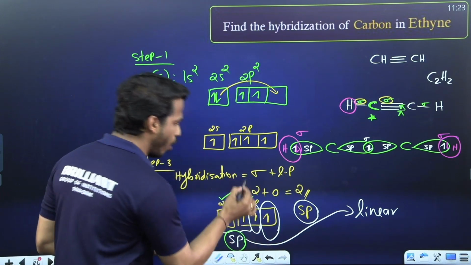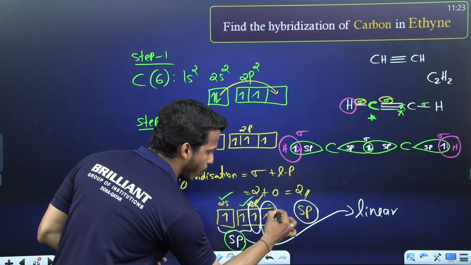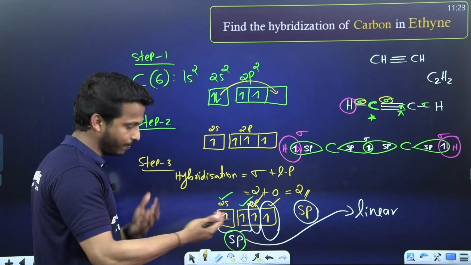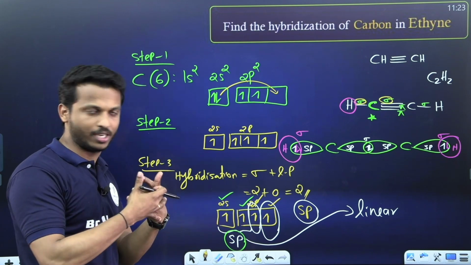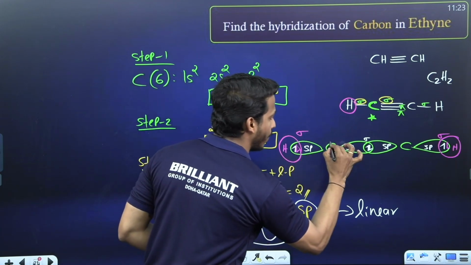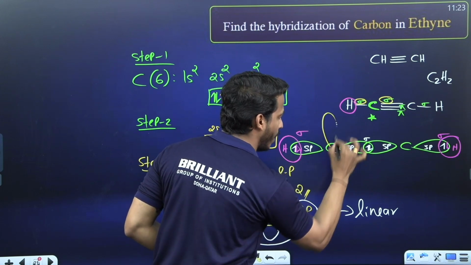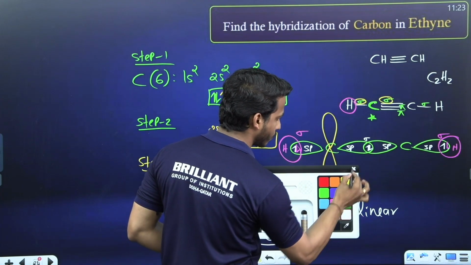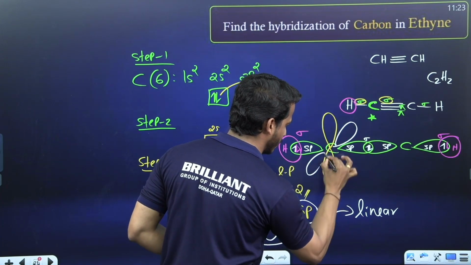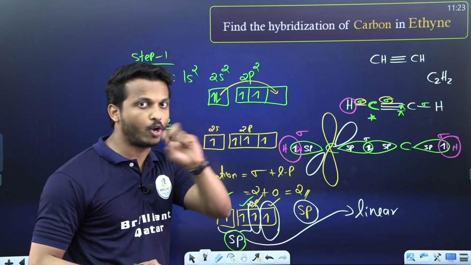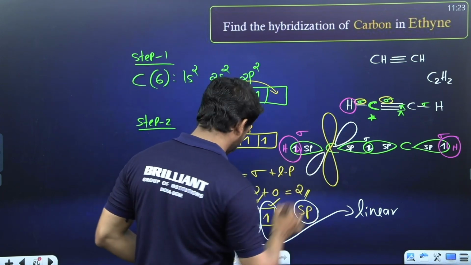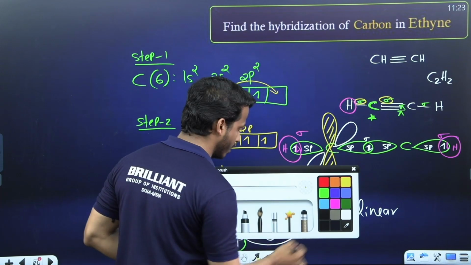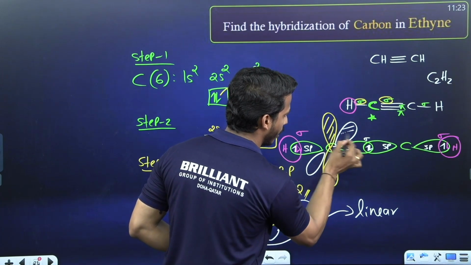Dear all, on each carbon, 2 p orbitals are free. These p orbitals we didn't include in the hybridization, right? So on one carbon, 2 p orbitals are free. Let me draw 1 p orbital, and the other p orbital is this. So on each carbon, 2 p orbitals are free. This is one of the p orbitals of carbon and this is the other p orbital.